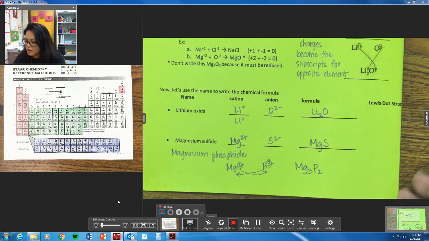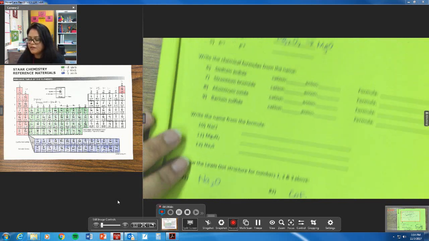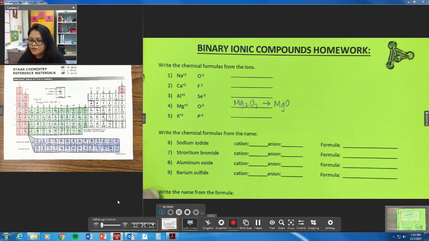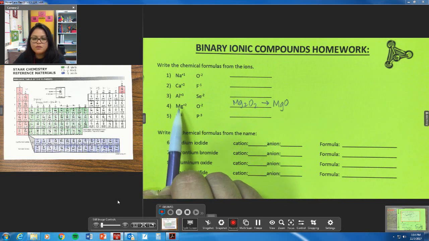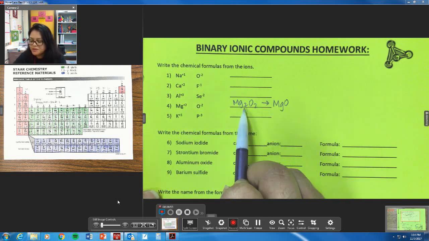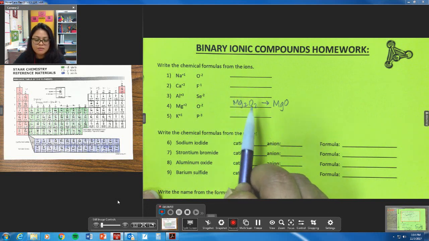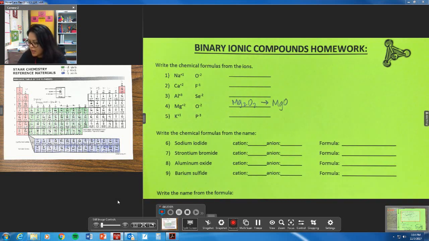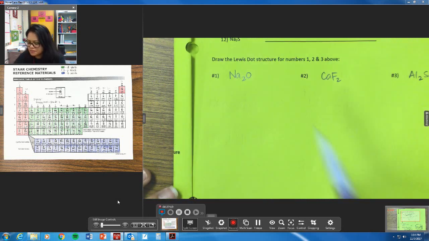Okay? All right. So that is it for our notes for today. But I did want to go over just a few things from your homework. Please be careful with number 4, because remember, we always reduce our compounds if they can be reduced. Okay, if you leave it like this, Mg2O2, it's going to be wrong.